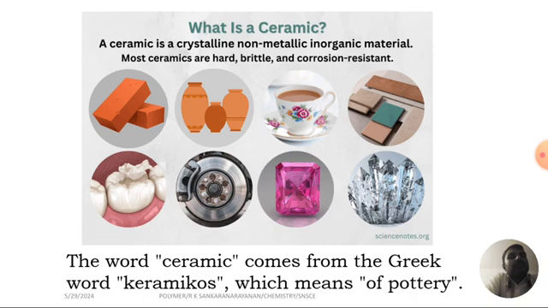So what is ceramic? Ceramic is a crystalline and non-metallic inorganic material. Most ceramics are hard, brittle, and corrosion resistant. That's why we are using them in home appliances in all ways. Here you can find the different types of material used as ceramics, like pots, bricks, teacups and other things. The word ceramics comes from the Greek keramikos, which means of pottery. So we can make it in a pottery format.